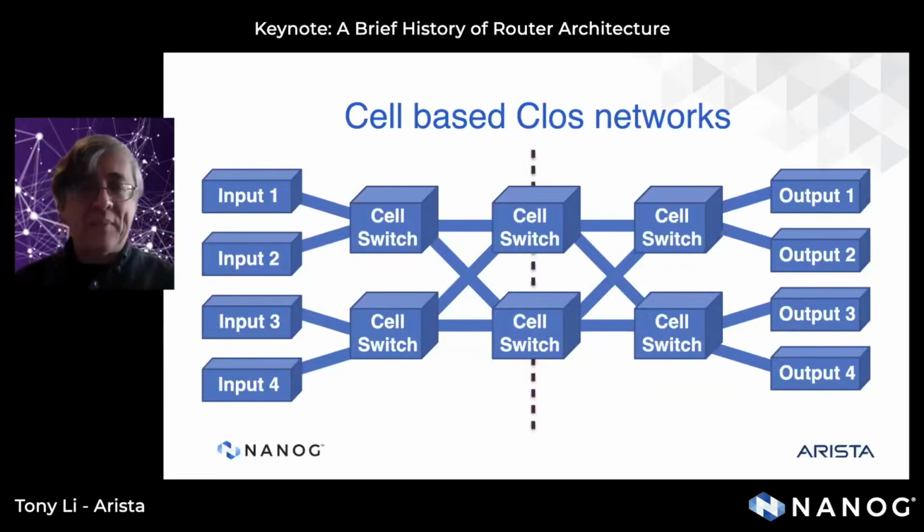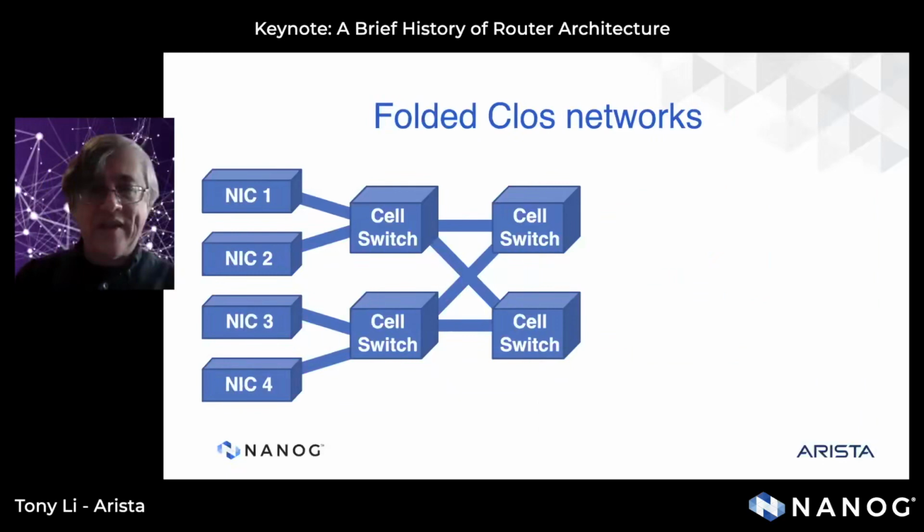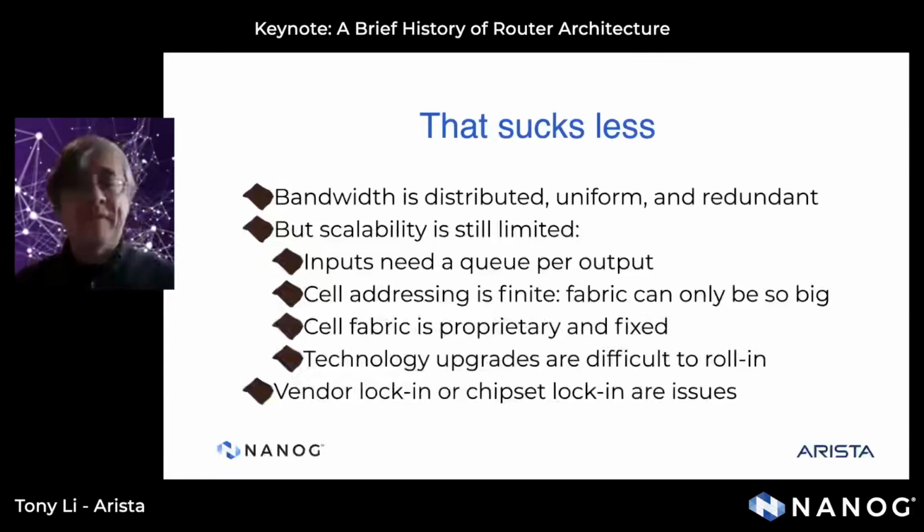Now, in practice, our input cards are the same as our output cards. So if you fold this thing in half, you actually get a simple network that looks like this. This is called a folded flow network. And if you turn it sideways, and you're from Arista, you are going to call this the leaf-spine architecture. Everybody uses this all the time. This sucks a lot less.